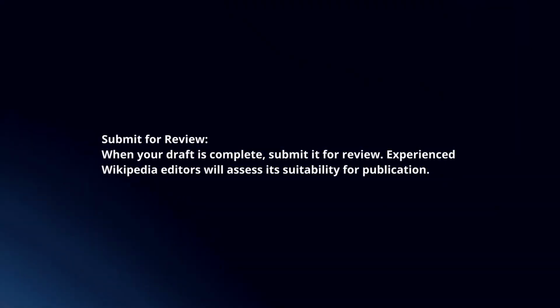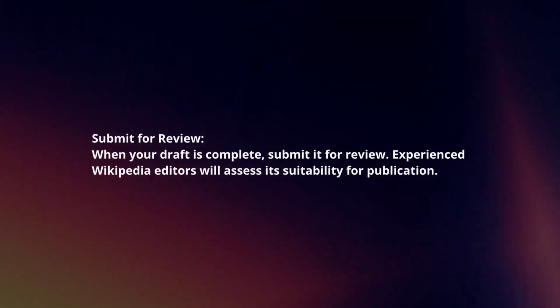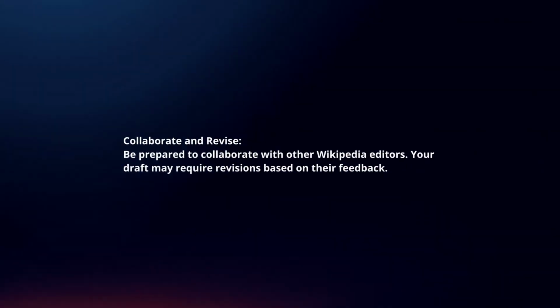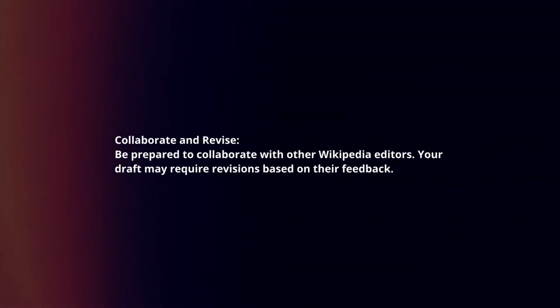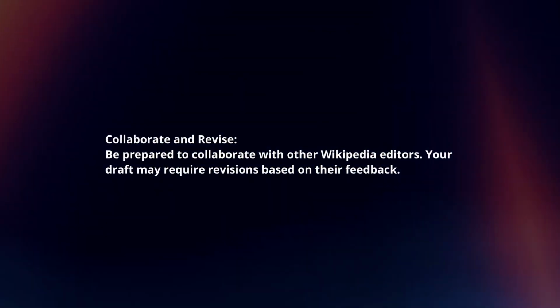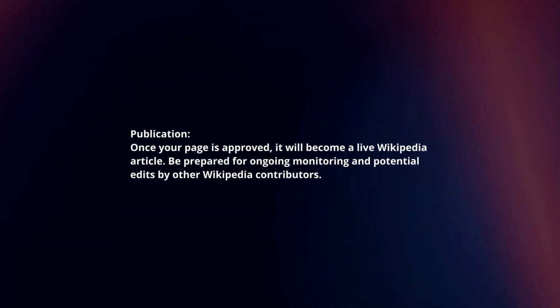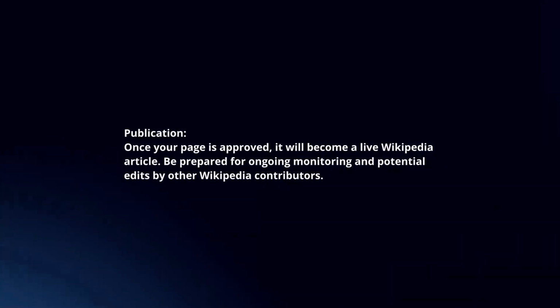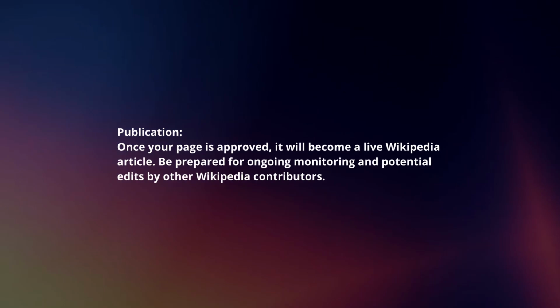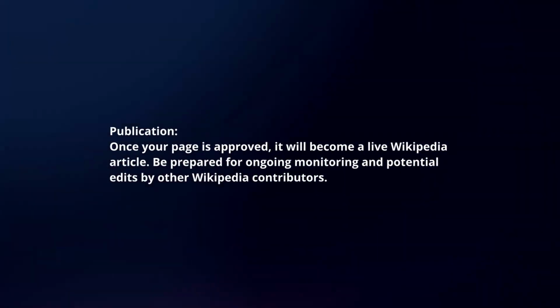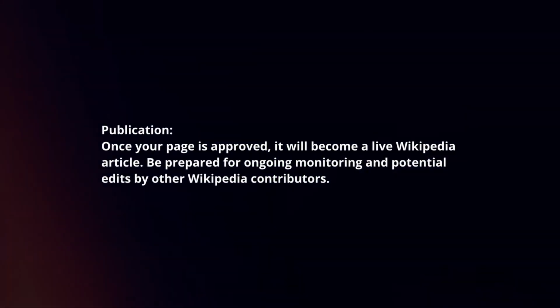Experienced Wikipedia editors will assess its suitability for publication. Collaborate and revise. Be prepared to collaborate with other Wikipedia editors. Your draft may require revisions based on their feedback. Publication. Once your page is approved, it will become a live Wikipedia article. Be prepared for ongoing monitoring and potential edits by other Wikipedia contributors.